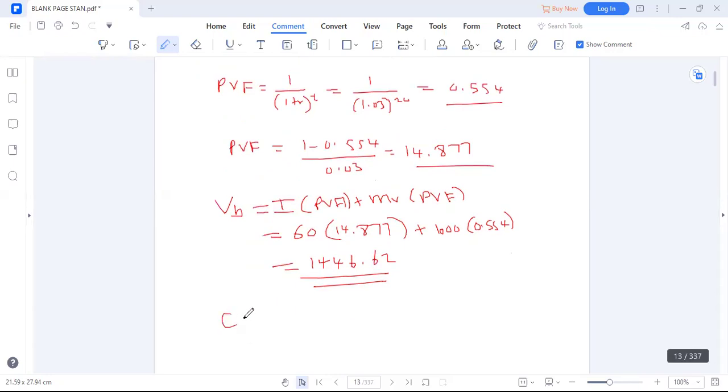So who remembers how to find the current yield? The coupon payment divided by the value of the bond. And what is the coupon payment in this case? 60 over 1,446.62. So this one will give us our current yield of 4.14%. So this is how we calculate the value of a semi-annual bond and how to recalculate the current yield.